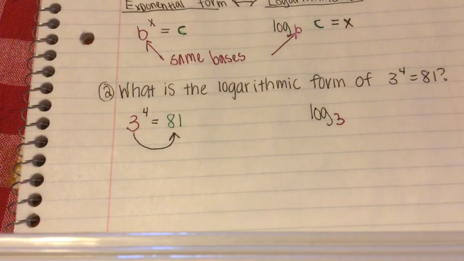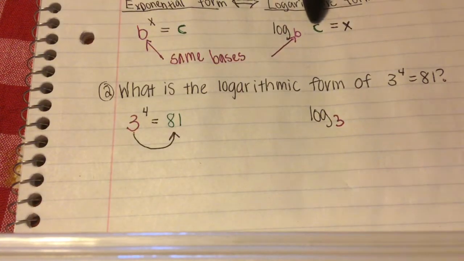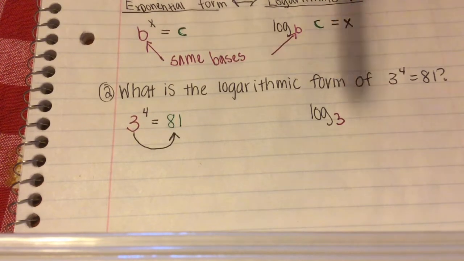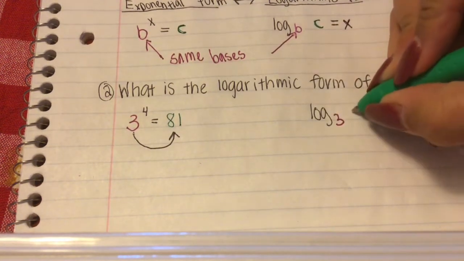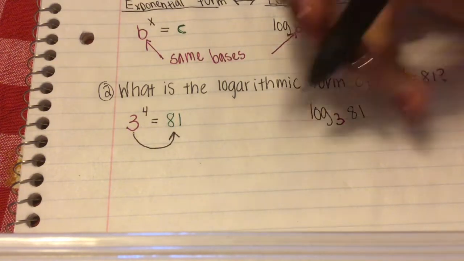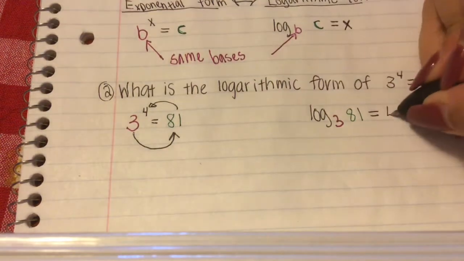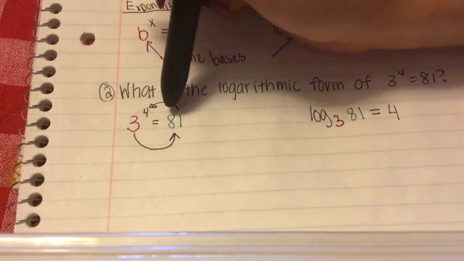Okay? So see how the c value over here in green is the same as this c value over here in green. So that means I'm going to do log base 3 of 81. I'm going to write that in green. I'm going to keep going in that counterclockwise circle. Start with the base, to 81, to 4.